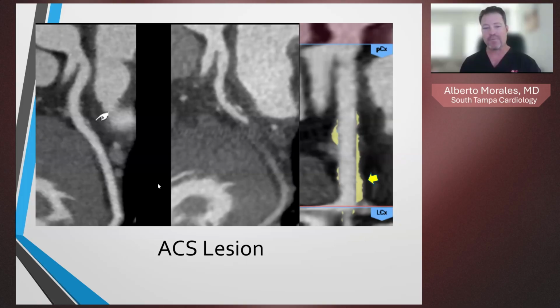And so these are just some examples of a culprit lesion that ruptured in a patient with a left circumflex 100%.